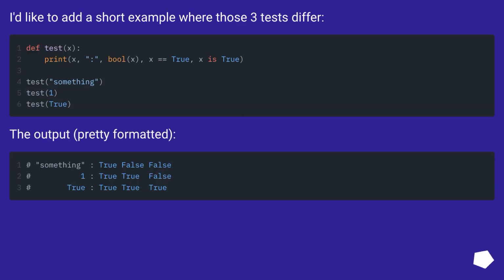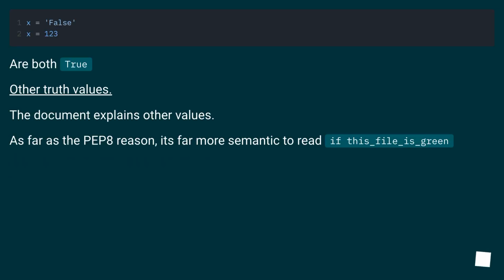I'd like to add a short example where those three tests differ. The output, pretty formatted. Are both true. Other truth values. The document explains other values. As far as the PEP 8 reason, it's far more semantic to read, if this file is green.